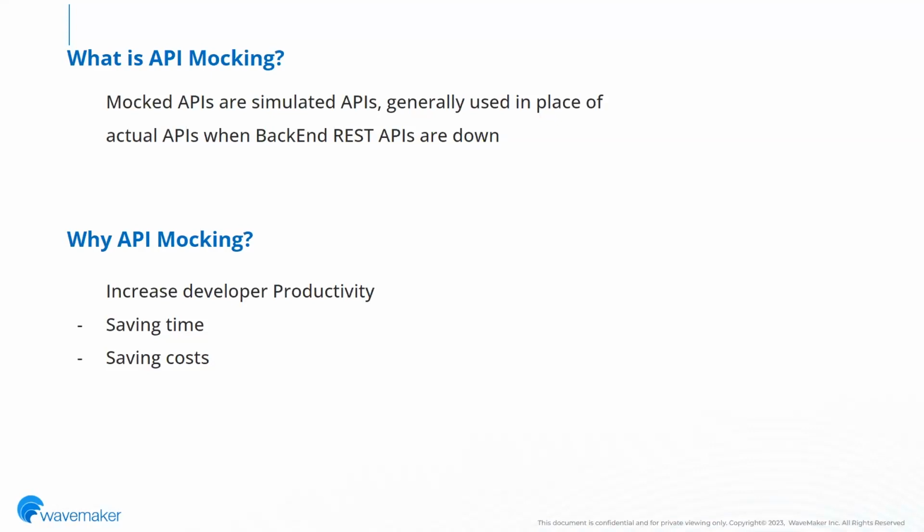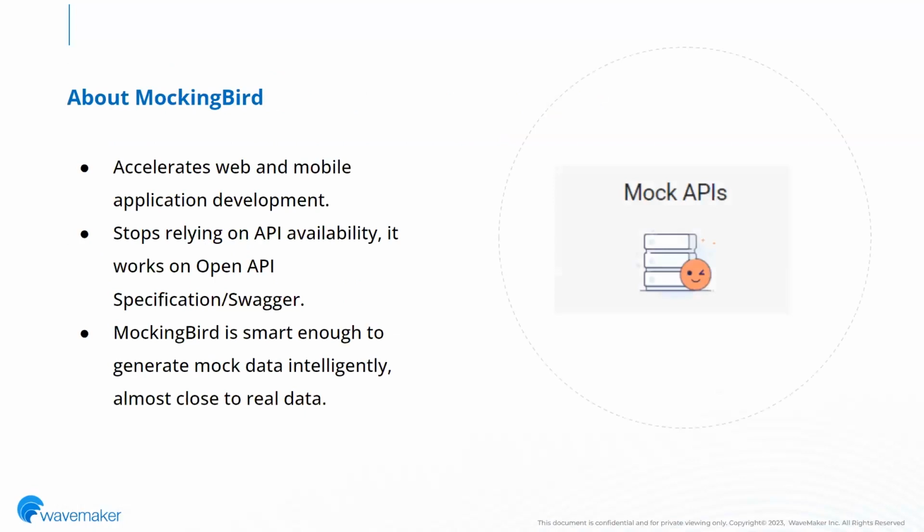Now, what if you have a one-click feature to mock these APIs, like the feature we have provided with WaveMaker, which we call Mockingbird. Mockingbird is one of the WaveMaker developer experience features introduced to accelerate web and mobile application development. This feature can be used when there are issues with the backend APIs because of API instability, incompleteness, or sometimes increased cost. Though Mockingbird is about simulating APIs, it is unlike any other API mock server or tool currently available in the market.